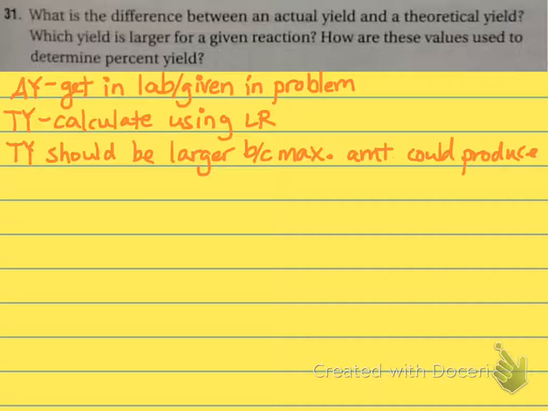How are these values used to determine percent yield? Our equation is percent yield is actual yield over theoretical yield times 100. Your textbook answer for this one says the actual yield is an experimentally determined value. A theoretical yield is a value calculated using the balanced chemical equation. The theoretical yield is normally larger than the actual yield. The percent yield is a ratio of the actual yield over the theoretical yield expressed as a percentage.